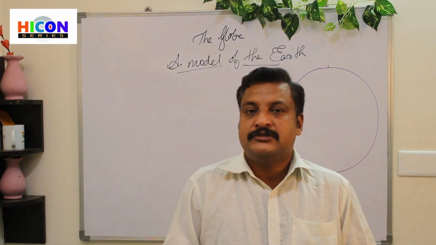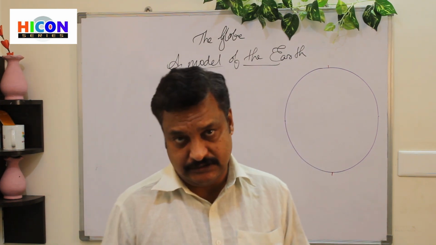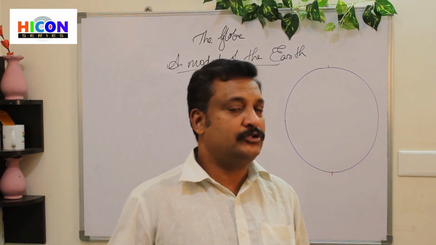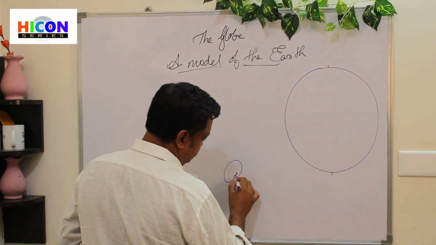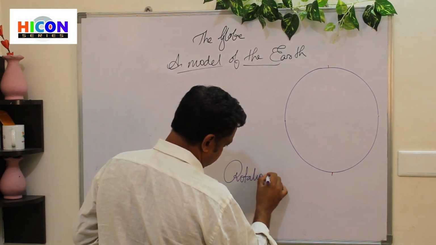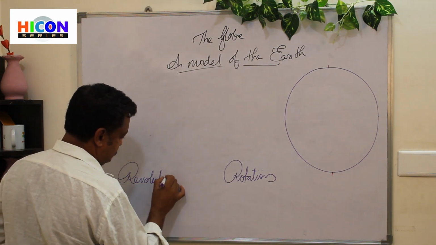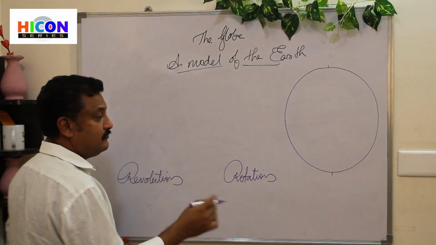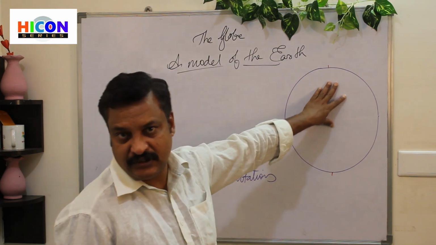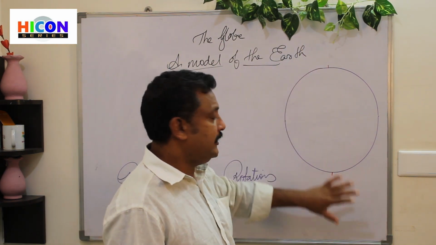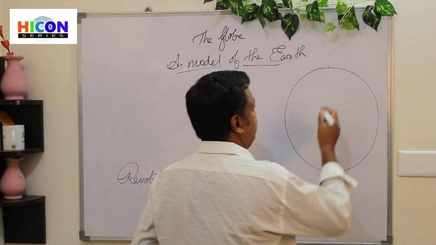Right? So in this part, we are going to learn about the different movements of the earth. So earth as a planet has got two types of movements. First is called rotation, and the second is called revolution. So we will see them one by one, right? So as we saw, this is a model of the earth, and there is a north pole and a south pole, and there is an imaginary axis.